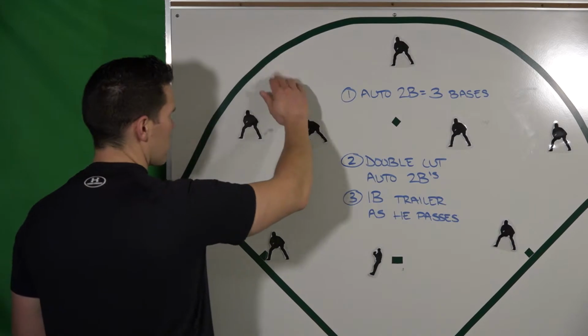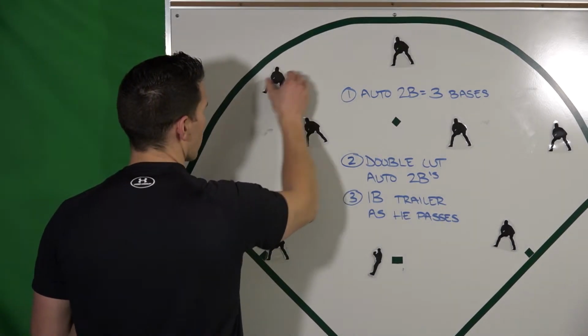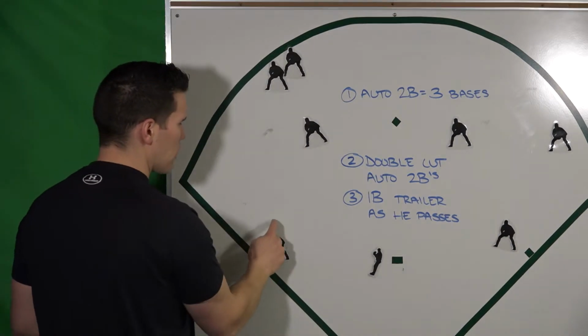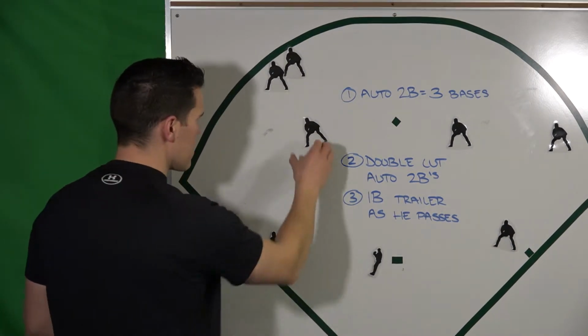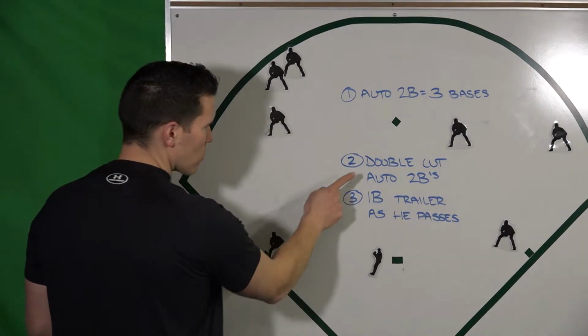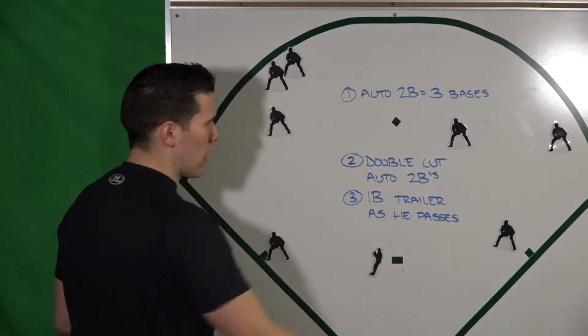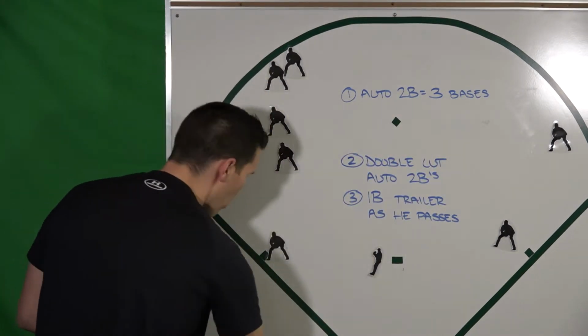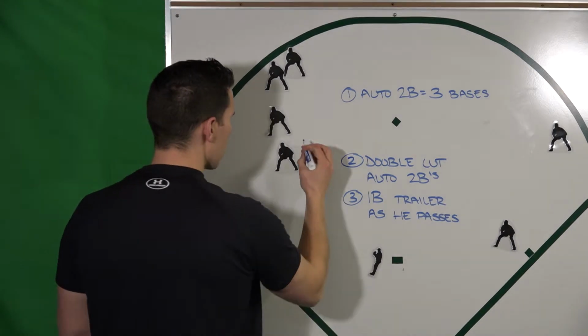Let's say it's a ball deep in the left center gap. These guys are here. It's an automatic double. We're throwing 3 bases ahead. That means we're lining up for third base. What that means is the shortstop is the cut. We're also going to use a double cut on automatic doubles. So the second baseman needs to be the trailer by about 20 to 30 feet.